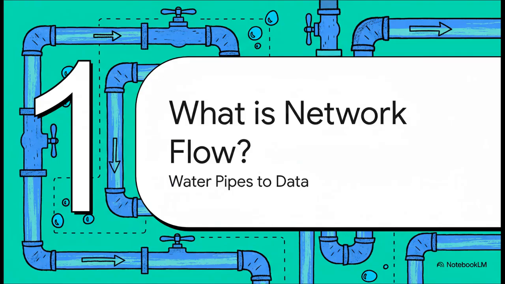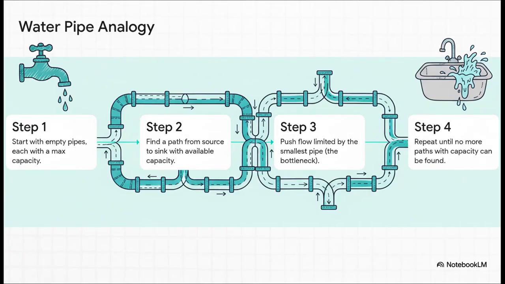All right, to really get a gut feeling for what network flow is all about, we're not going to start with a bunch of scary graphs and equations. Nope, we're going to start with something way more familiar, a network of water pipes. Okay, just picture it. You've got a water source, like a lake, and a destination, the sink. Your job is to get as much water there as possible.